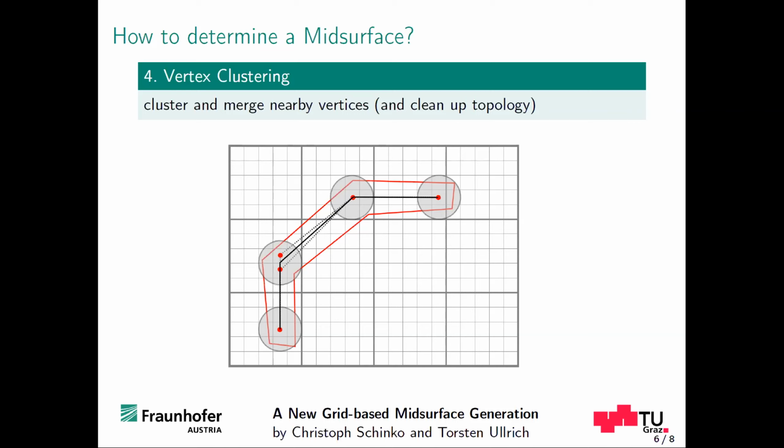Then what you end up with is basically a two-sided representation of the mid-surface, and by performing an additional topological cleanup step, you can obtain a one-sided mid-surface representation. You can see in our example here that the clusters are depicted by the gray circles, and then you also see the final merged positions after applying the mean shift clustering.